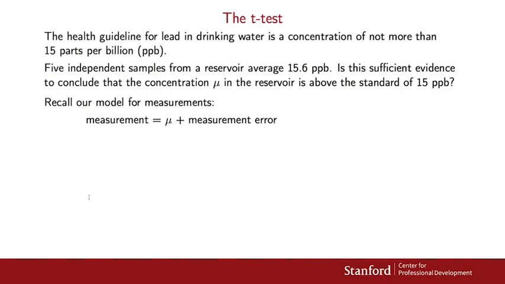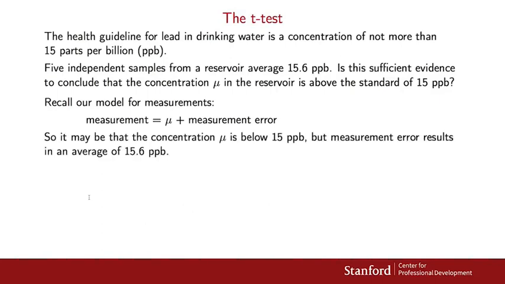So the first thing here is to think how our measurements come about. Remember the model we had for measurements. A measurement is the true value mu plus some chance error. And that chance error explains why it's possible to get an average of 15.6 even though the true concentration in the reservoir mu might actually be 15 or below. So our null hypothesis would be that the true concentration mu is 15 parts per billion, and the alternative would be that it is larger than 15.